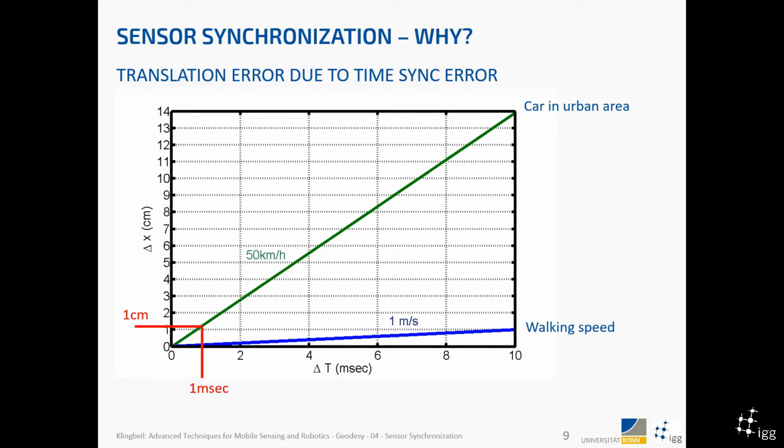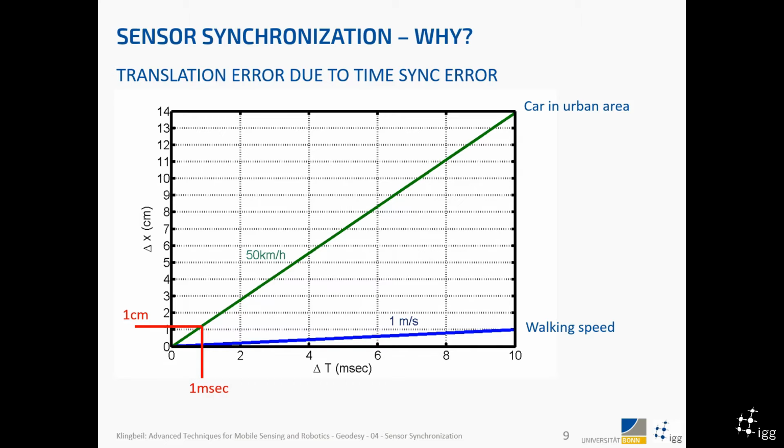We can see this here in this graph. This graph shows the translation error due to time sync error. So we have here two lines, and one is representing moving speed, which is similar to walking speed, like 1 meter per second, and the other one is 50 kilometers per hour, which is roughly a car in an urban area, let's say. And here we can see what the relation between a time synchronization error to a translation error is, right?